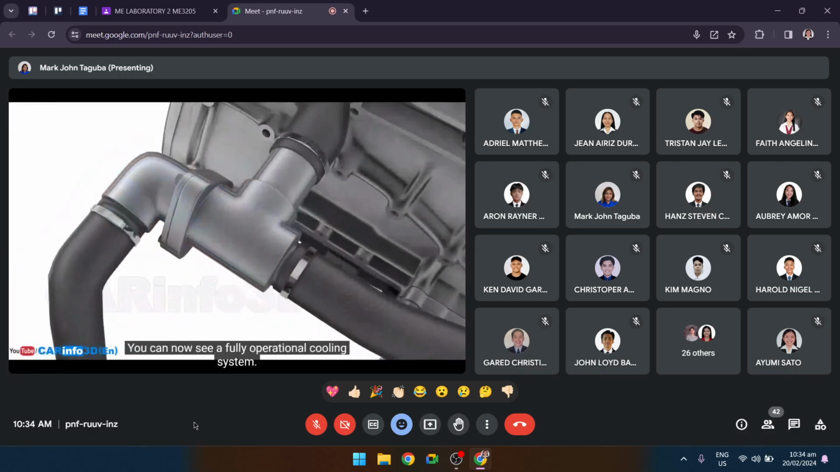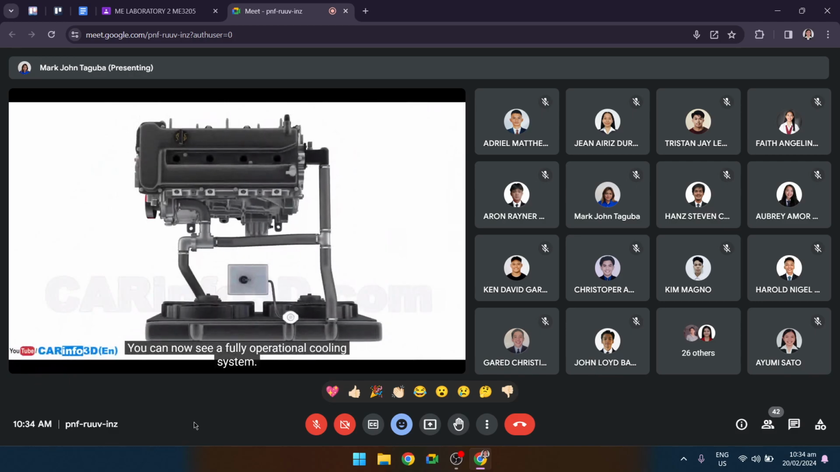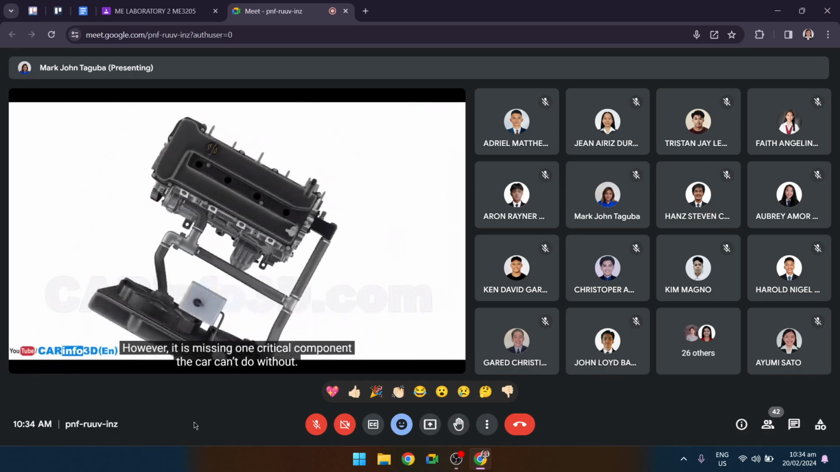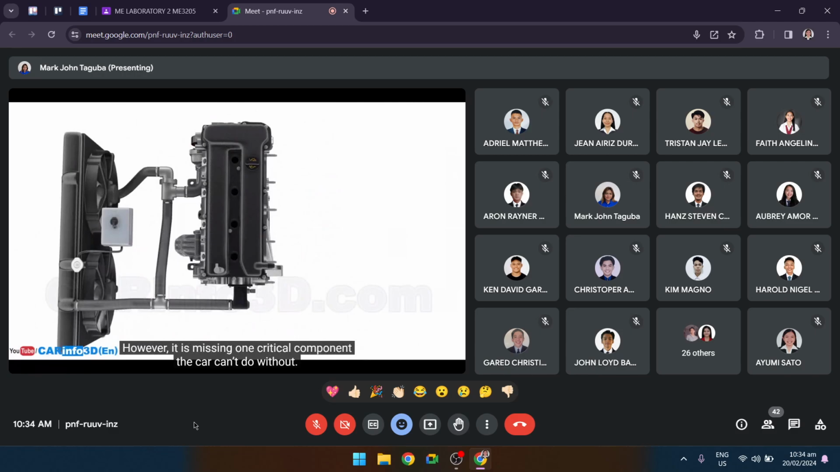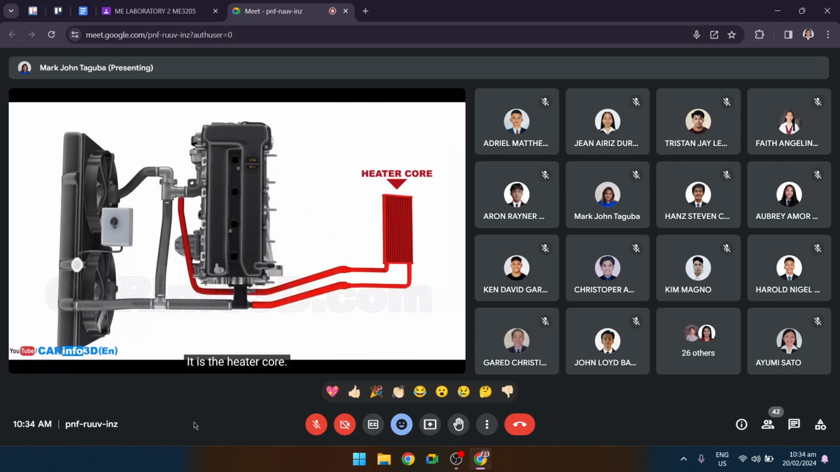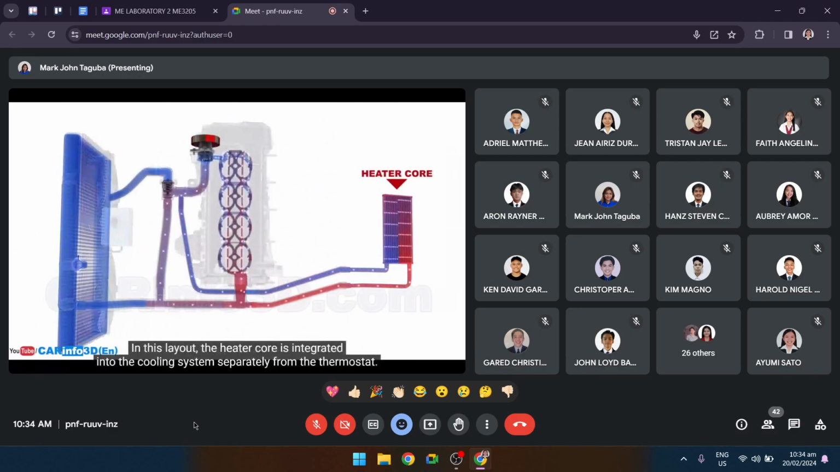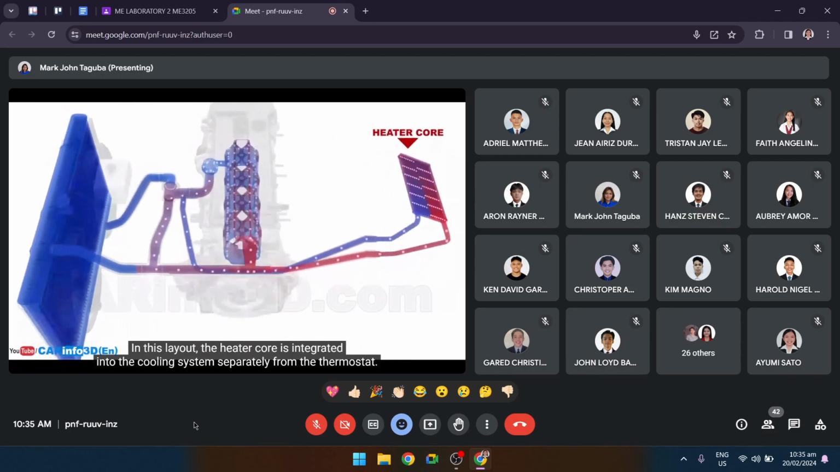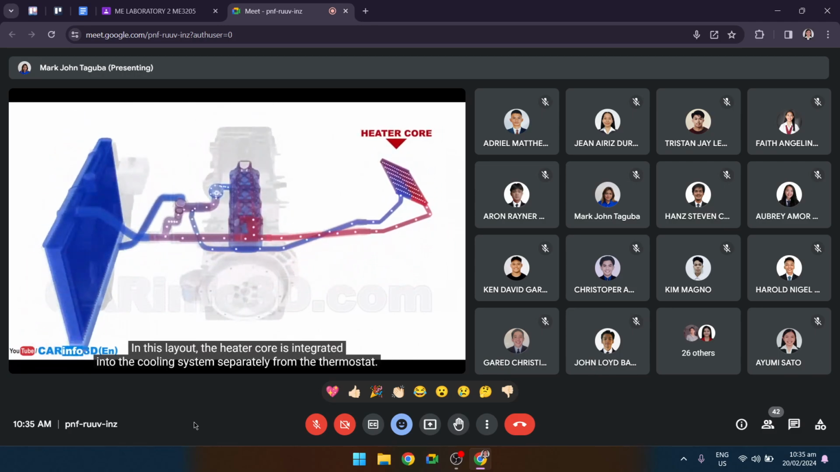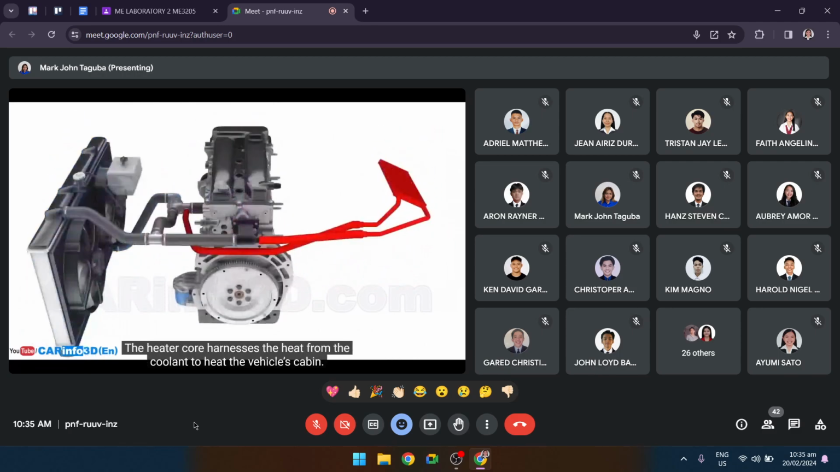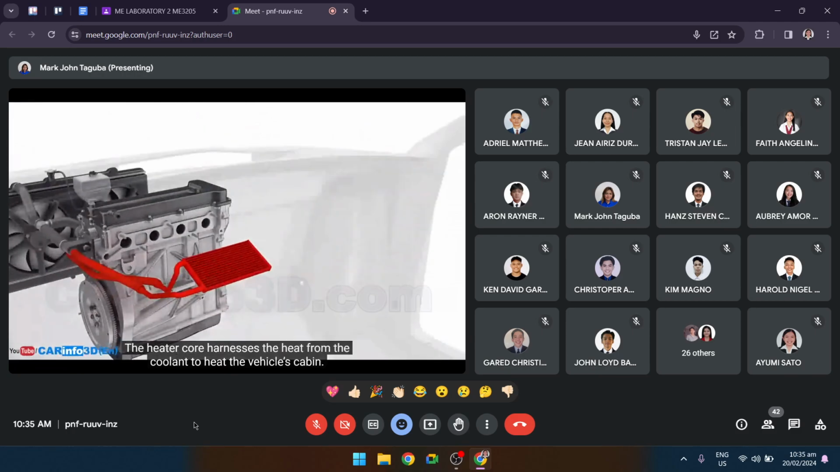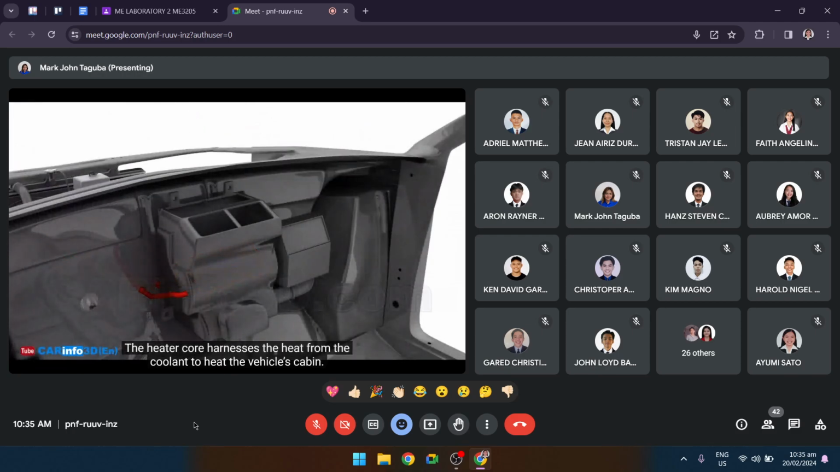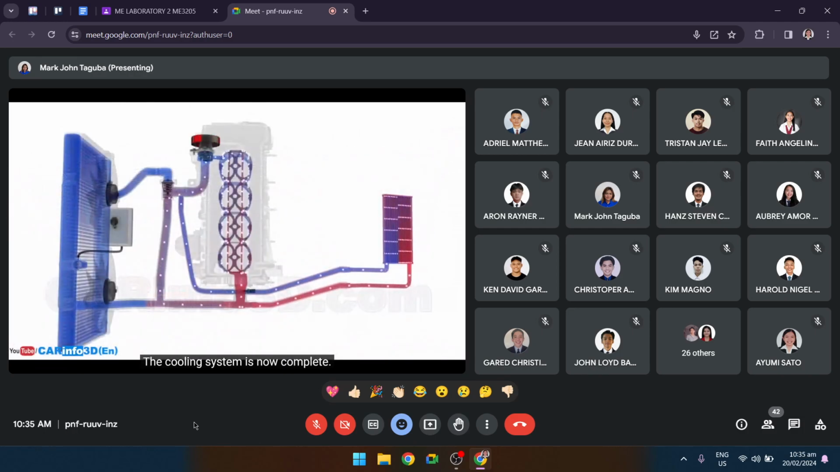You can now see a fully operational cooling system. However, it is missing one critical component the car can't do without. It is the heater core. In this layout, the heater core is integrated into the cooling system separately from the thermostat. The heater core harnesses the heat from the coolant to heat the vehicle's cabin. The cooling system is now complete.